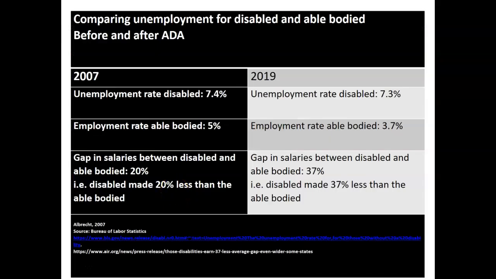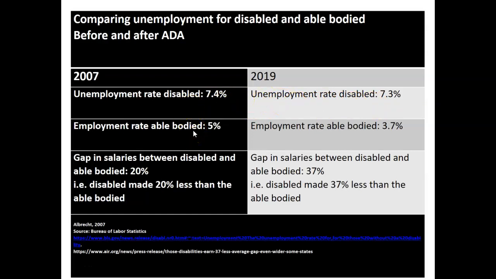So we have a little chart here. We go back to 2007, the ADA had been going for 17 years, it was revised. Let's compare that to 2019. We could do 2020, but we get into the COVID numbers, that's kind of distorted. But if we compare 2007 to 2019, the unemployment rate for the disabled in 2007 was 7.4%. The unemployment rate for the disabled in 2019 is 7.3%. Really hasn't changed much at all. The ADA really hasn't had an impact, at least in terms of that rate.